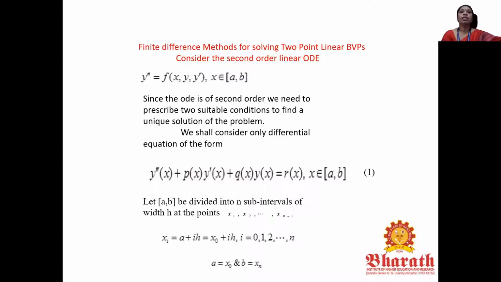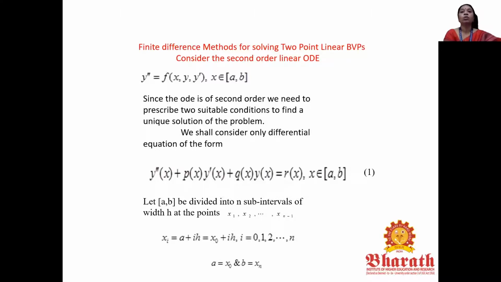Since the ODE is of second order, we need to prescribe two suitable conditions to find a unique solution of the problem. So we shall consider only differential equations of the form y double dash of x plus p of x into y dash of x plus q of x into y of x is equal to r of x, where x belongs to [a, b]. You can take this as equation number 1.